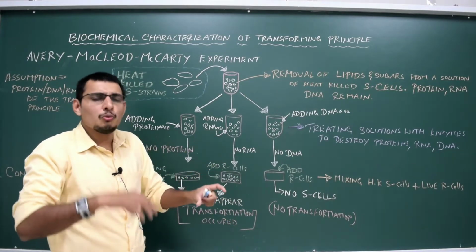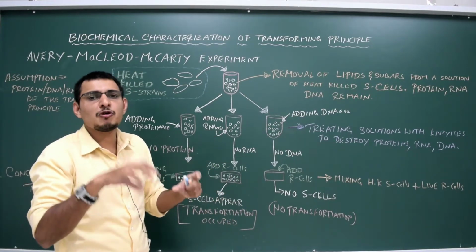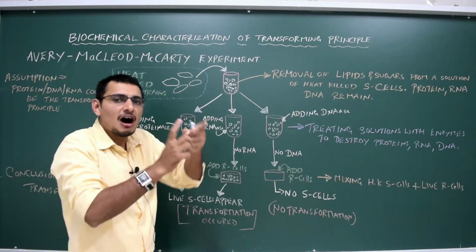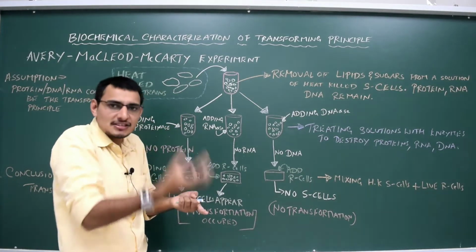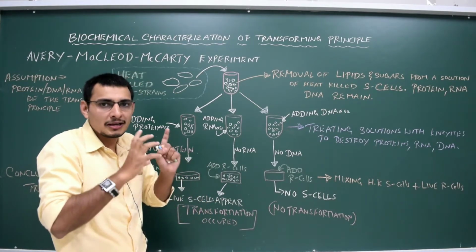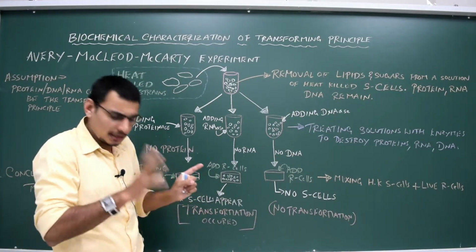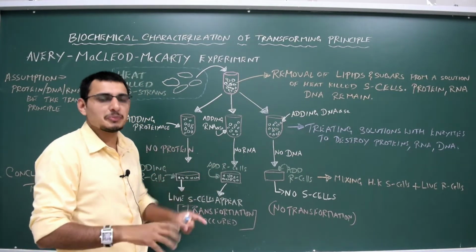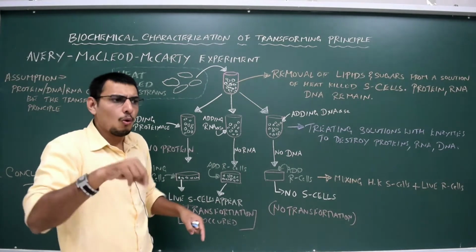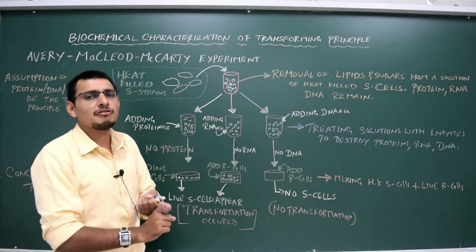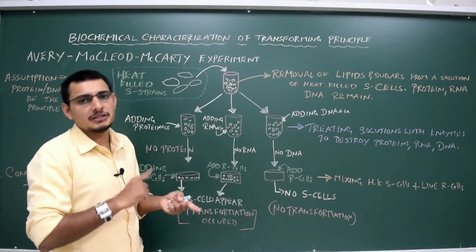Just to know which is exactly the transforming principle which caused the transformation of R strains into S strain, which caused the death of the mice. Mice got pneumonia and finally died. Correct, we know about it. That's what we have studied in Griffith's transforming principle. Now we have to find what is the transforming principle which caused the transformation of R strains into S strain.